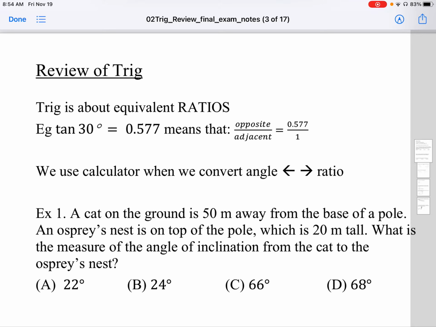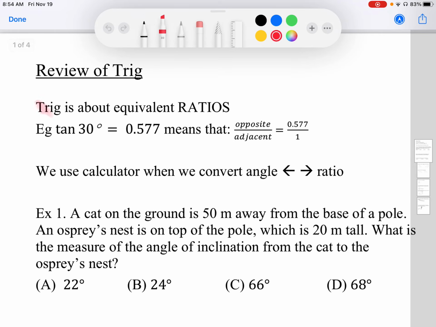So there are some key ideas about trig that we want to keep in mind when we're doing trig problems. One of them is that trig is about equivalent ratios. So we're dealing with equivalent ratios. That means that when we have set up trig ratios, we can set up a proportional equation.